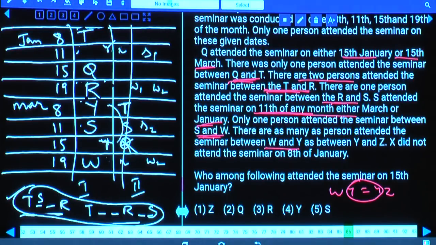Between W and Y, there are two persons. Between Y and Z, there must be two persons. Then who is the person left over here? X is the person left over. This is X. Clear? Rather than starting with the possibilities, try to work it out like this. And this is about question numbers 86 to 90. And what is the final order here? T Z, Q R, Y S, X W is the order.